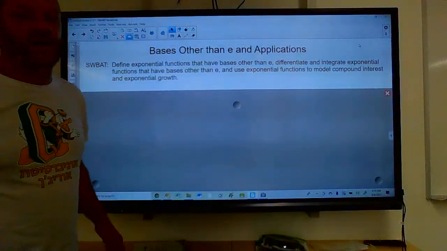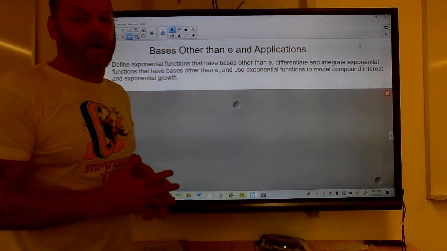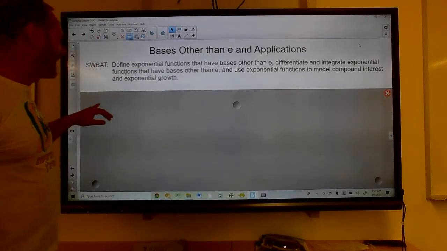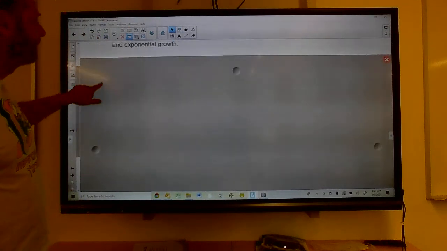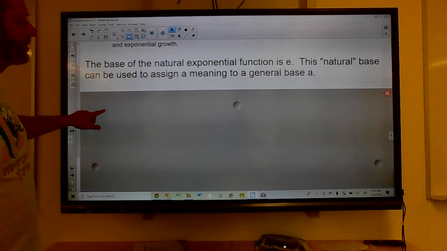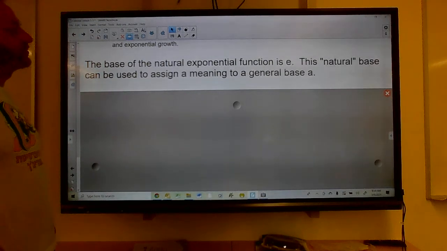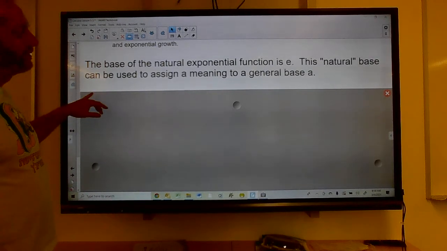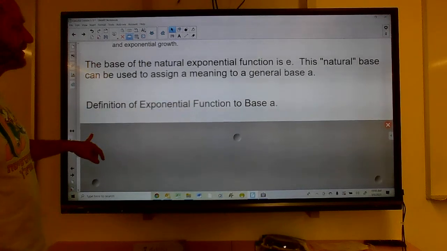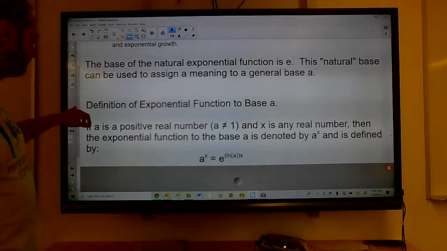Hey guys, today we're going to talk about bases other than e and some of those applications. The base of the natural exponential function is e. This natural base can be used to assign a meaning to the general base a.